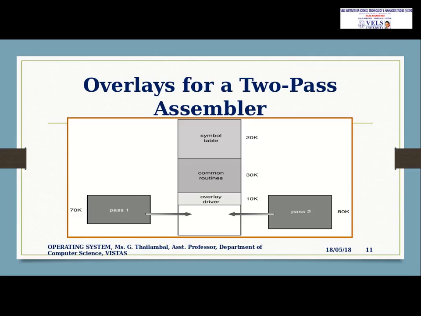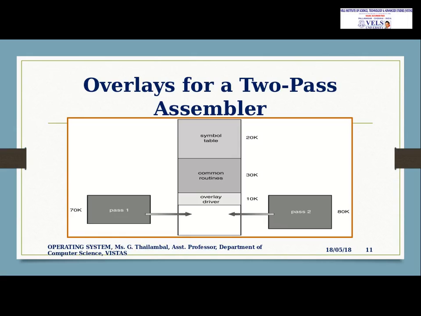So that overlay driver has taken 10K memory space, and you have some remaining memory space. In that memory space, I have 2 passes of the process. In one pass it takes 70K space, and in the second pass it takes 80K space.